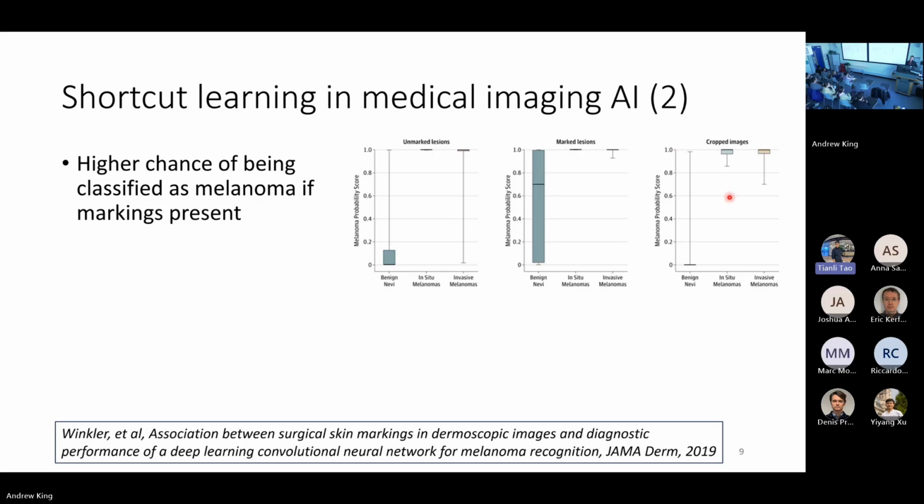But the interesting part is these 3 here. This is if the ground truth is a benign nevus, what's the probability that it will be classified as a melanoma?